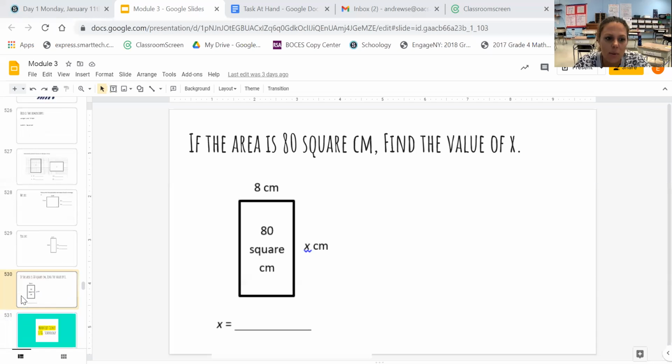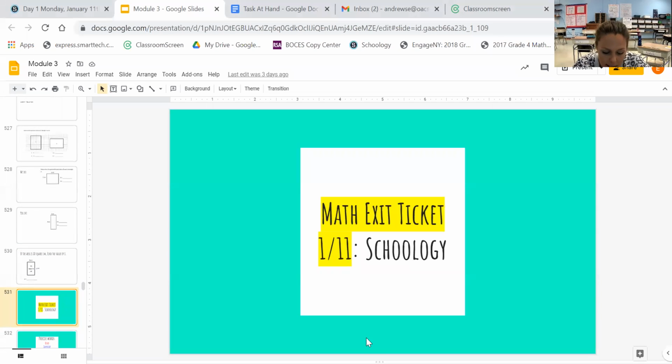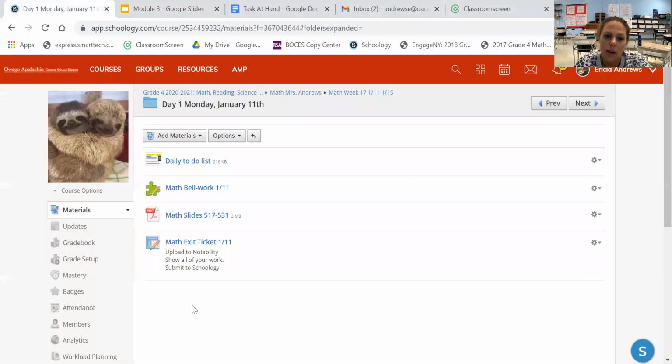Nice work today, friends, with area and perimeter. I want to see how you're doing with it. So if you go to Schoology, there is a quick exit ticket for you. Open it up in Notability, show all your work, and submit it back. Thanks for working hard. Good luck.